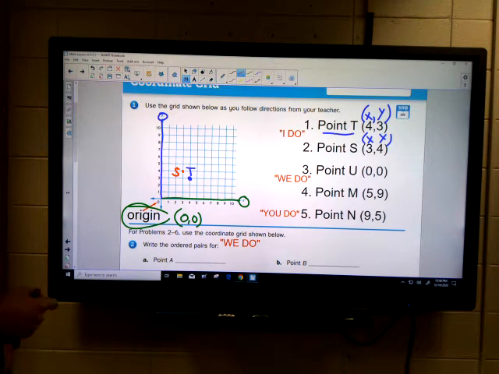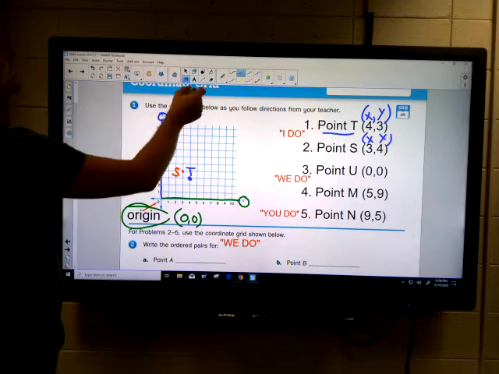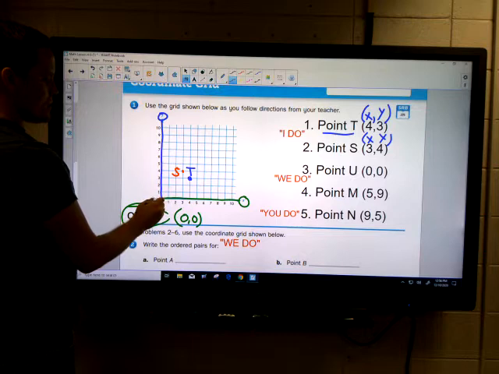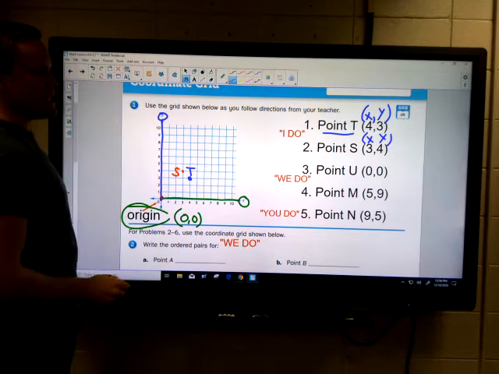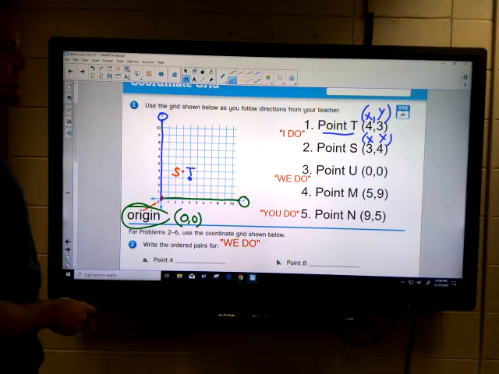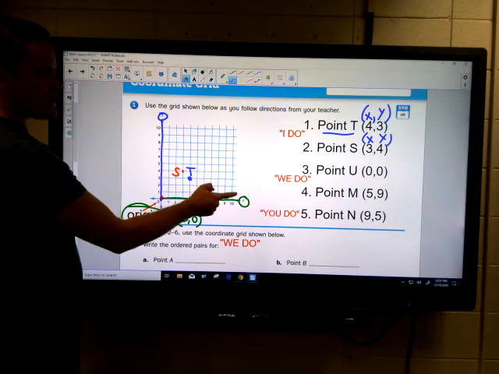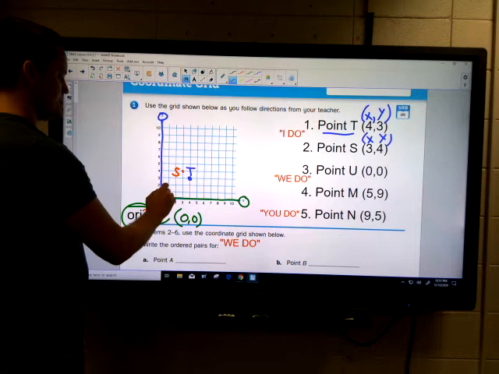Point U is at what point? Called the origin. So I'm going to put a point right at the origin. 0, 0. I don't move anywhere on my x-axis, and I don't move anywhere on my y-axis, and I'm going to label that point as point U.